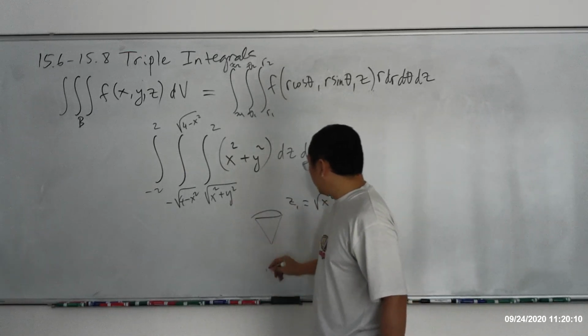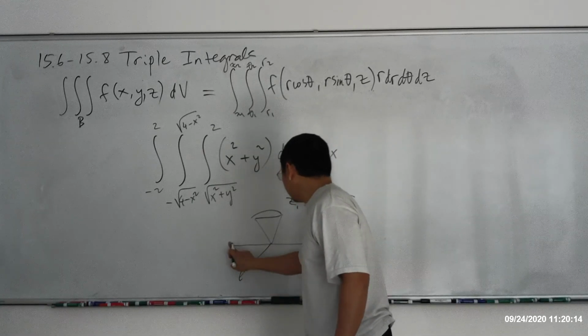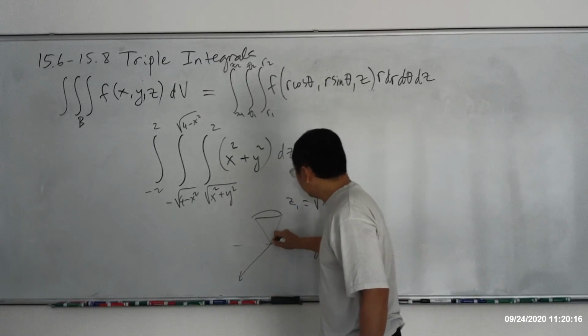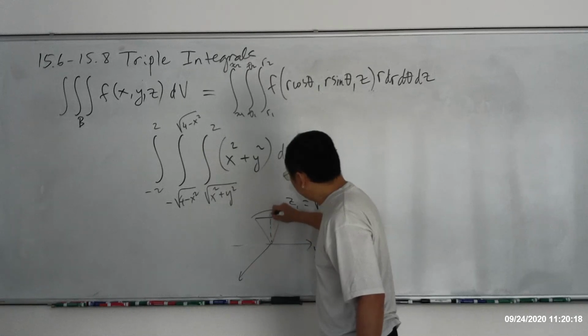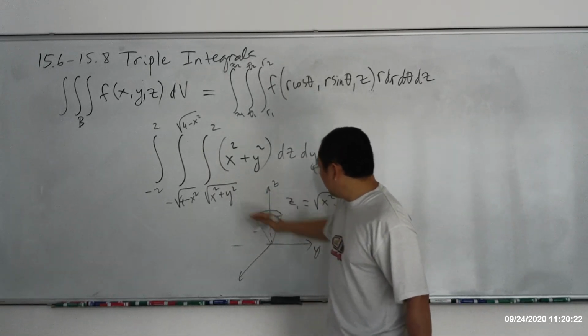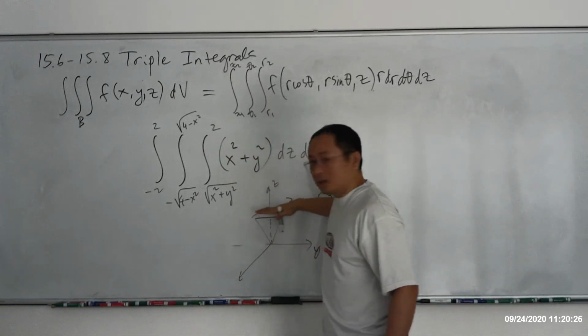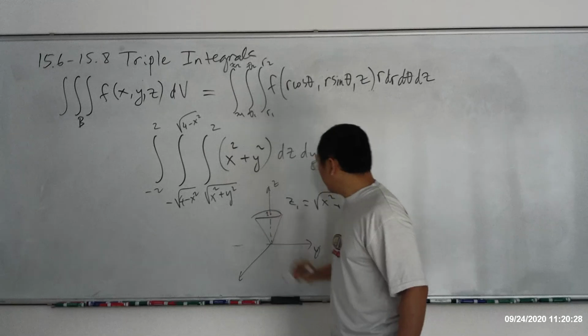And z runs from where to where? This is the y-axis right here, this is the x-axis right here, and this is the z-axis. Okay, this is a cone. It runs from that cone, so z equal to this, all the way to z equal to 2. So this plane right here, z equal to 2.